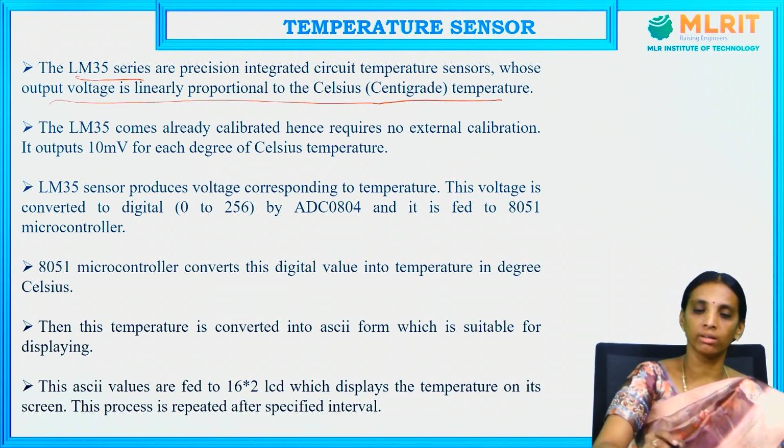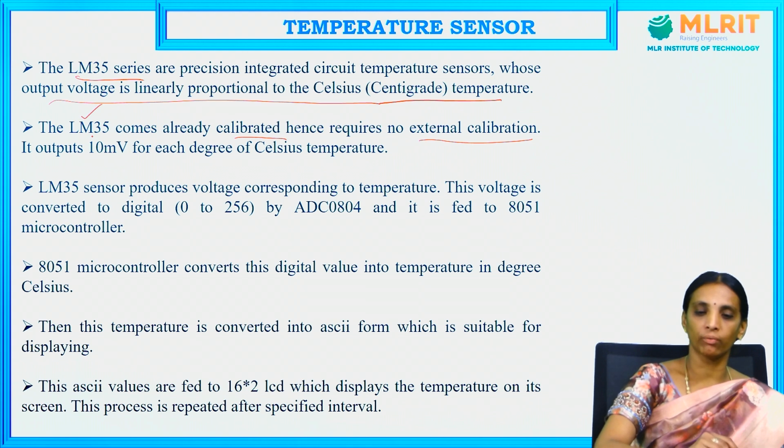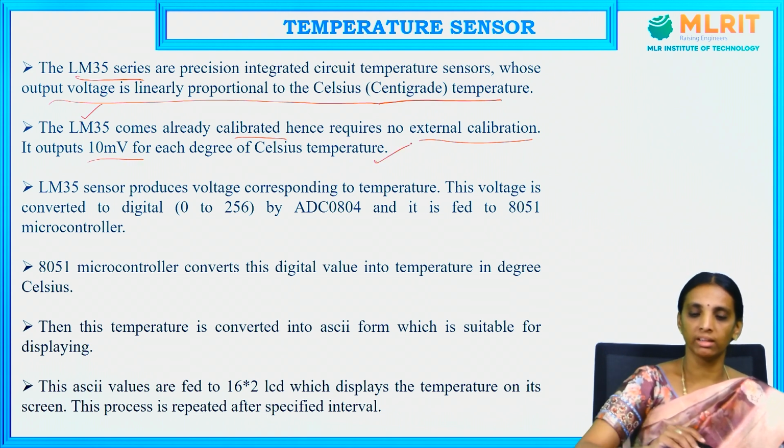So here it is already calibrated, hence it requires no external calibration. Internally we have the calibrated part for LM35. So it outputs 10 millivolts for each degree Celsius of temperature. So the LM35 sensor produces the voltage corresponding to the temperature.